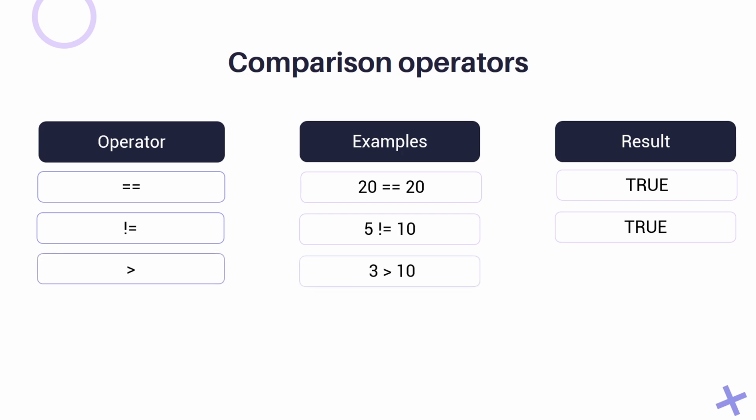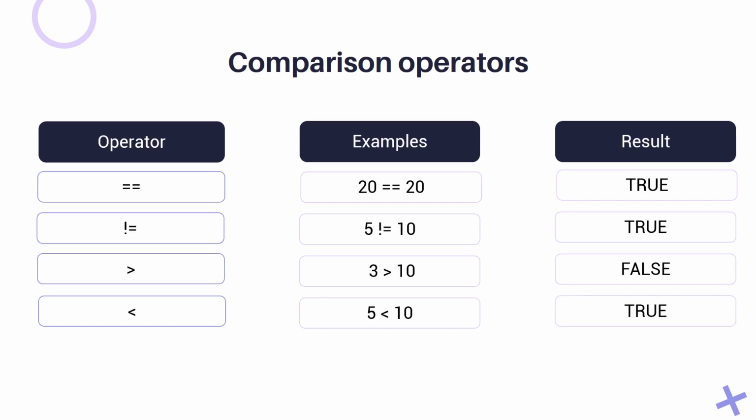And in this case, the question should be posed, is 3 greater than 10? The answer is false. Next, we have less than. And the question we pose here is, is 5 less than 10? The answer here is true. What you'll notice is that with comparison operators, the output once again is a Boolean and not necessarily an integer or a numeric.